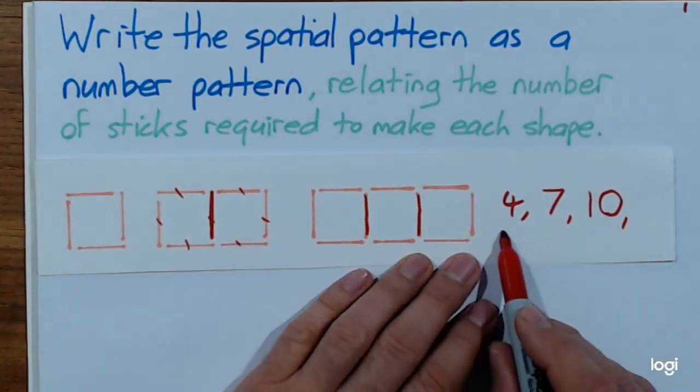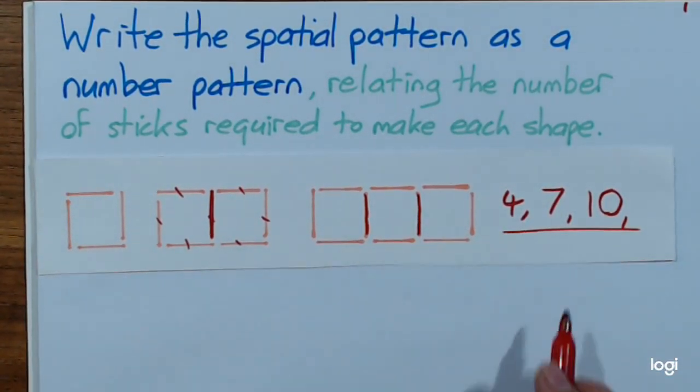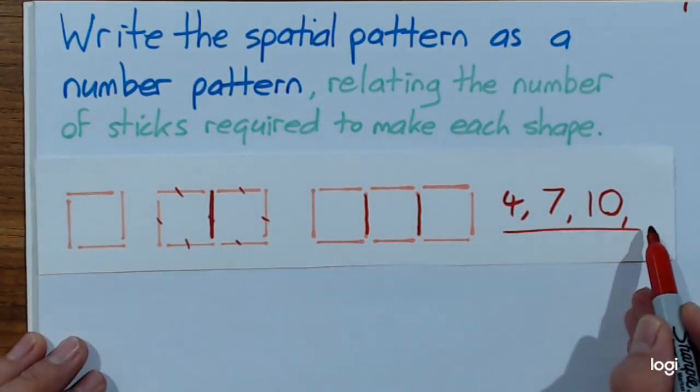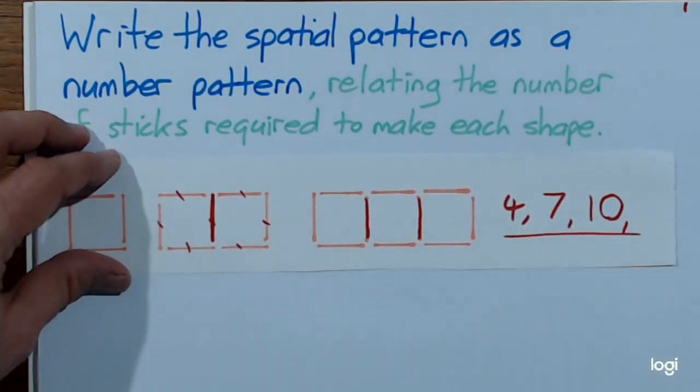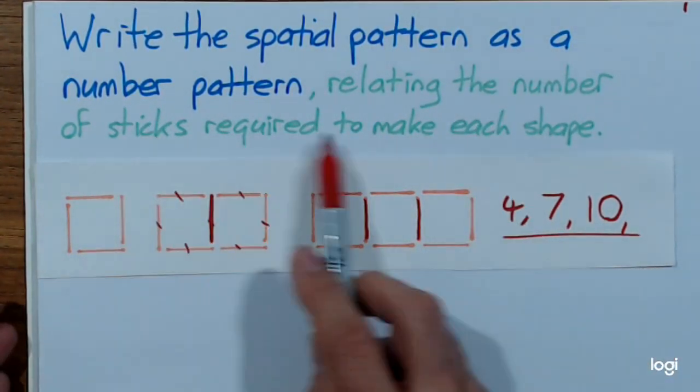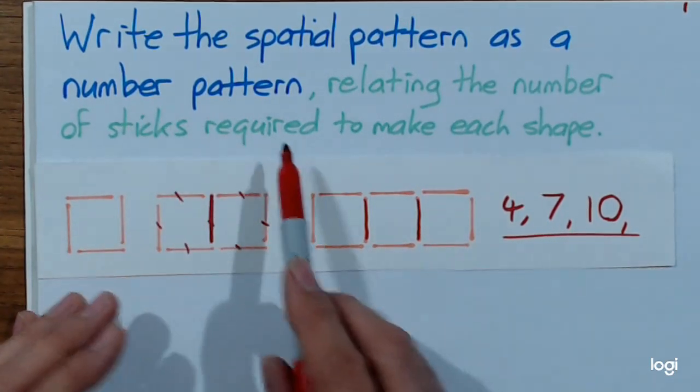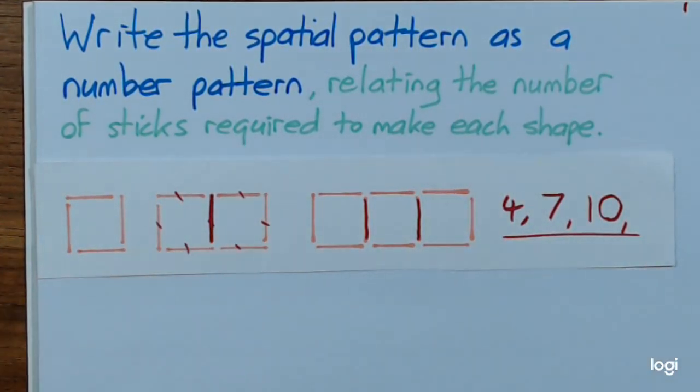But that's what they mean. Turn it into a number pattern. Okay. And if they draw 5 shapes and say turn that into a number pattern, you just draw 5 numbers. So that's easy enough. But the way they write it, with spatial pattern, turn it into a number pattern, relating the number of sticks required, it sounds a lot worse than it is. That's all they're meaning.